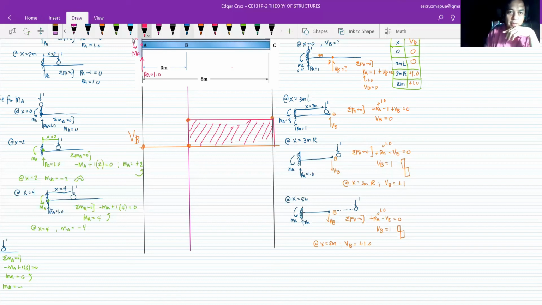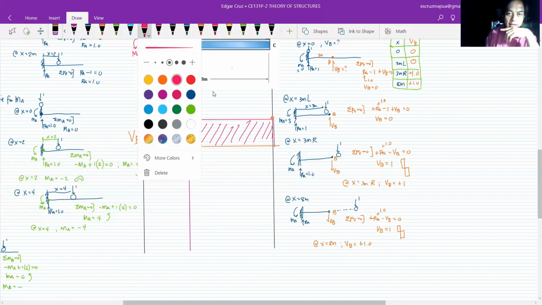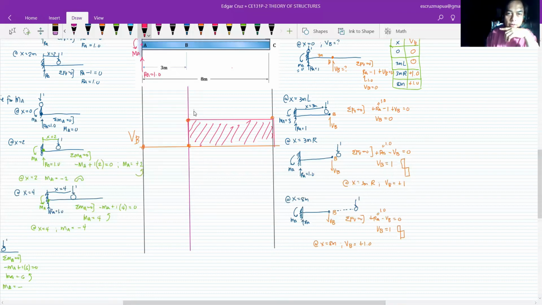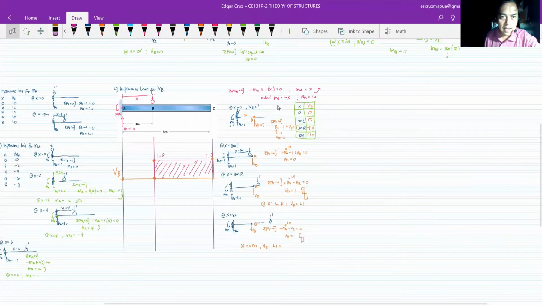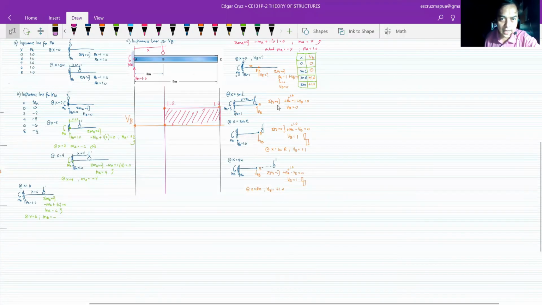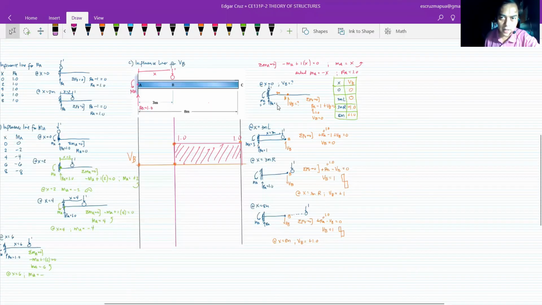Okay, so yun yung ibig sabihin ng influence line natin. This is 1.0. Okay, so yan yung influence line naman for shear at B. Okay, last. How about influence line para naman sa moment?